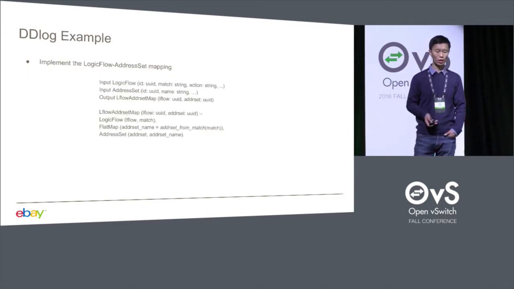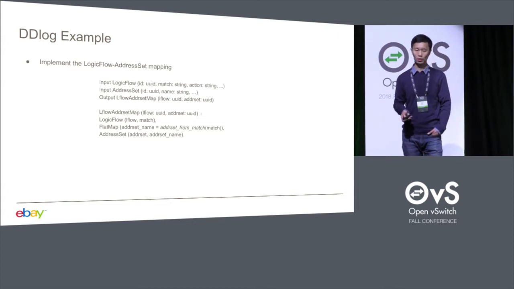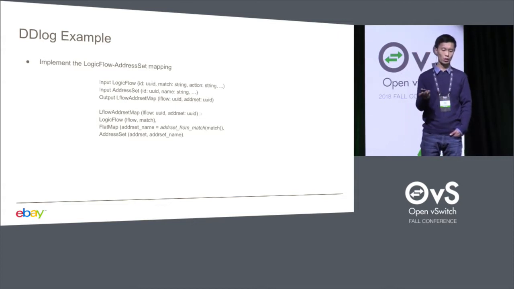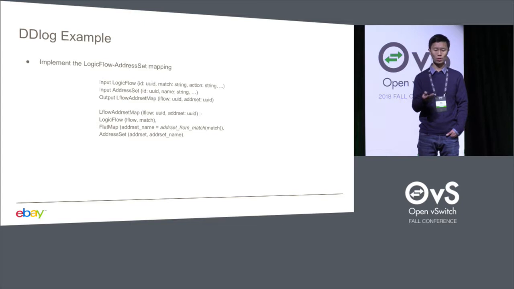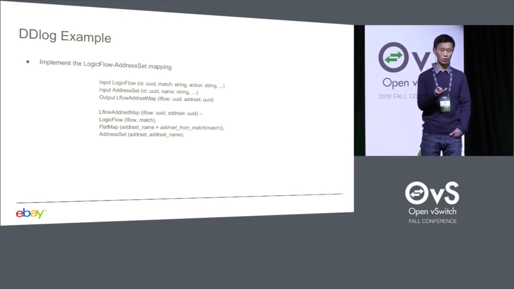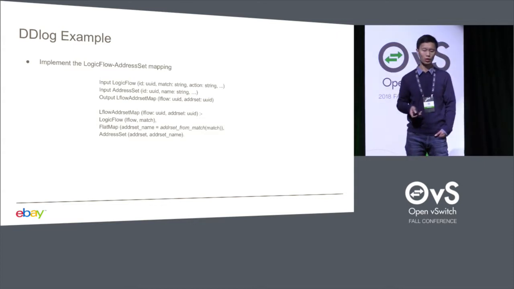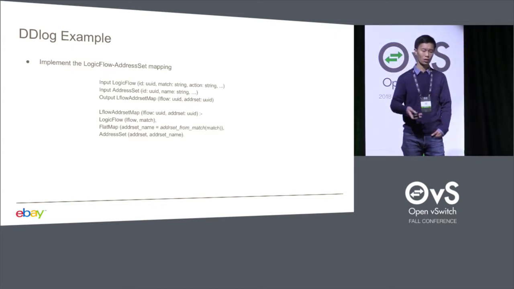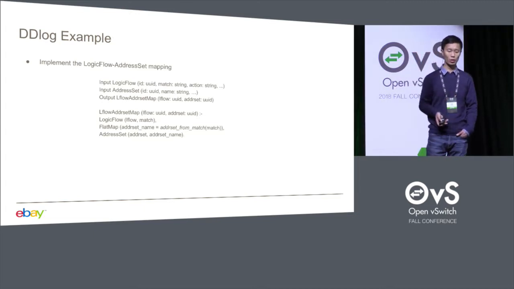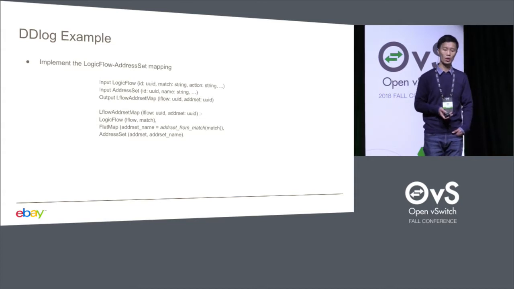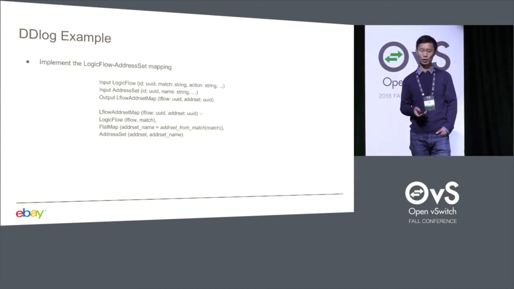And here's an example I worked on together with Neonit to represent a logic flow to address that mapping, which is a little bit similar to what I mentioned in the previous slides for the change handler implementation. But here, you just define some input, output, and some rules. And in this example, a just set from match is a function. So with DD-log, you can implement complex logic in external functions, but you need to implement them in a pure functional way.